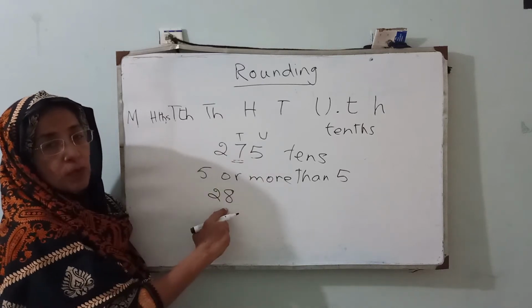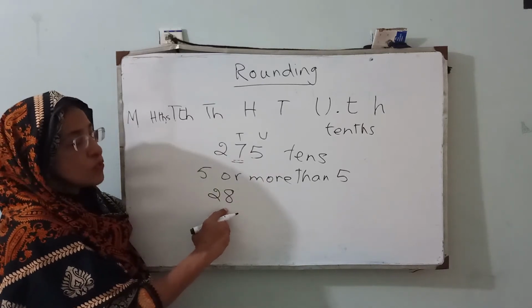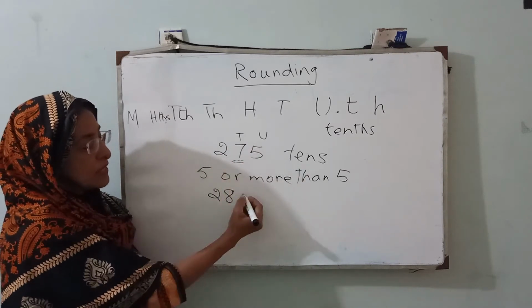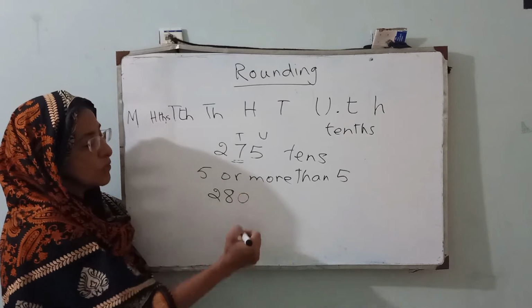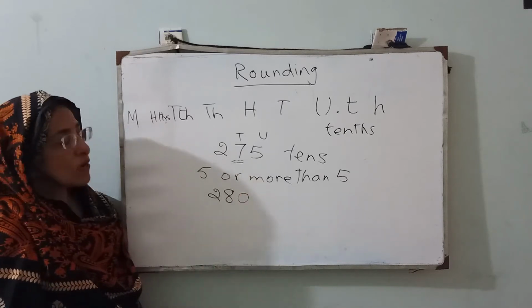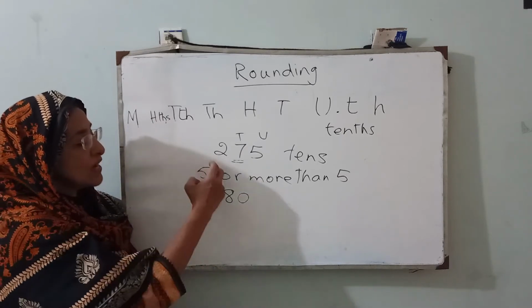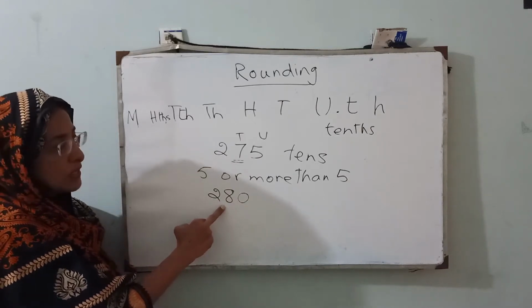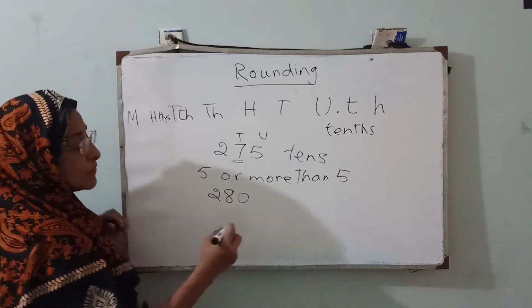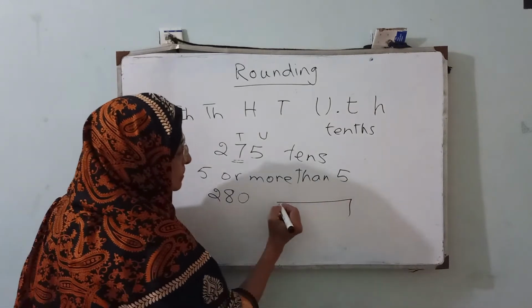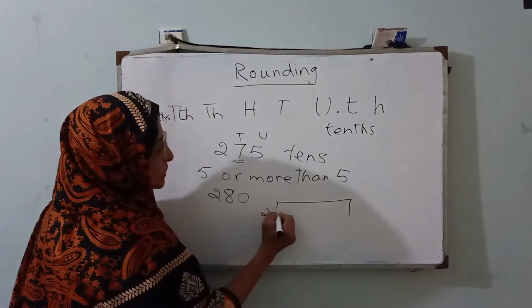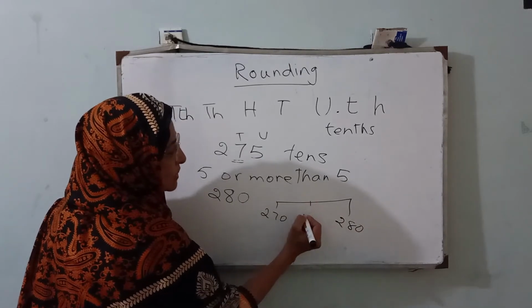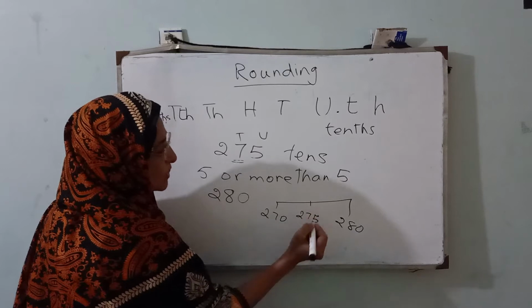275 cannot be equal to 28. So what we have to do is, here we have 3 digits, so at the place of units, we have to put a 0. So 275 when rounded to the nearest tens is equal to 280. And if you see your number line also, this will be 270, this is 280, and 275 is here in the center of it.